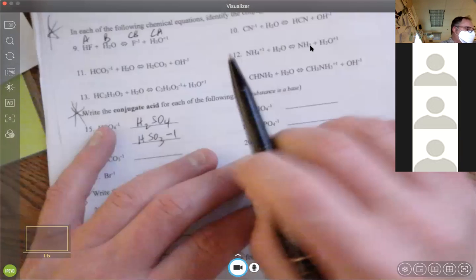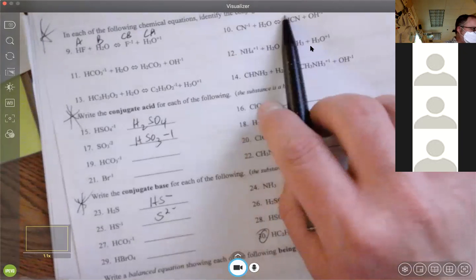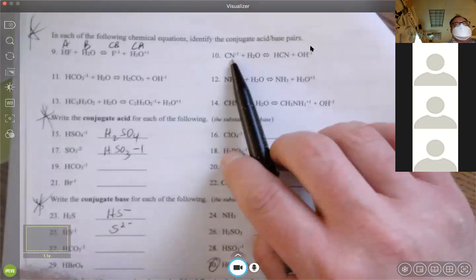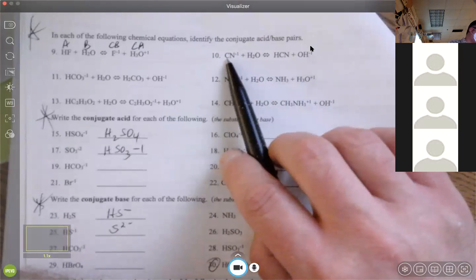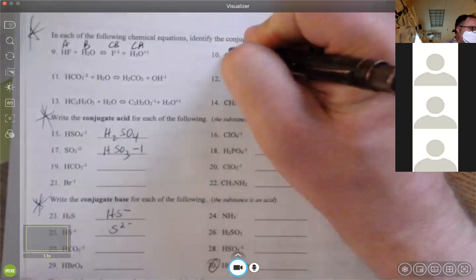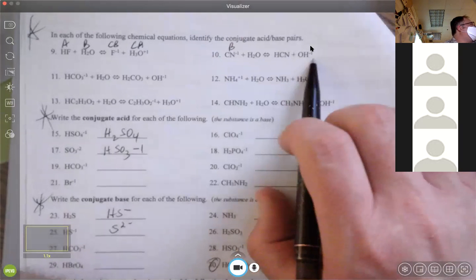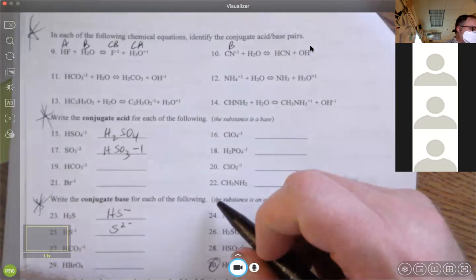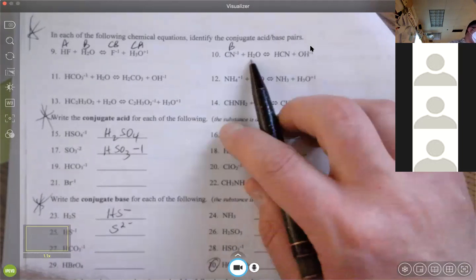So take a look here. We have the following reactions. We're going to identify conjugate acid-base pairs. So CN negative becomes HCN. Did it donate an H or receive an H? Receive. So receiving means that CN is a base. H2O became OH negative. Did it donate or receive an H? Donated. So that is an acid.